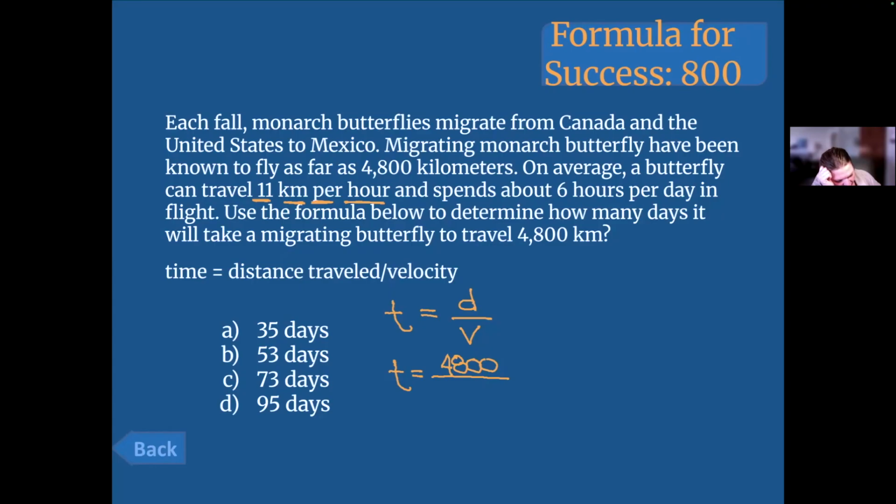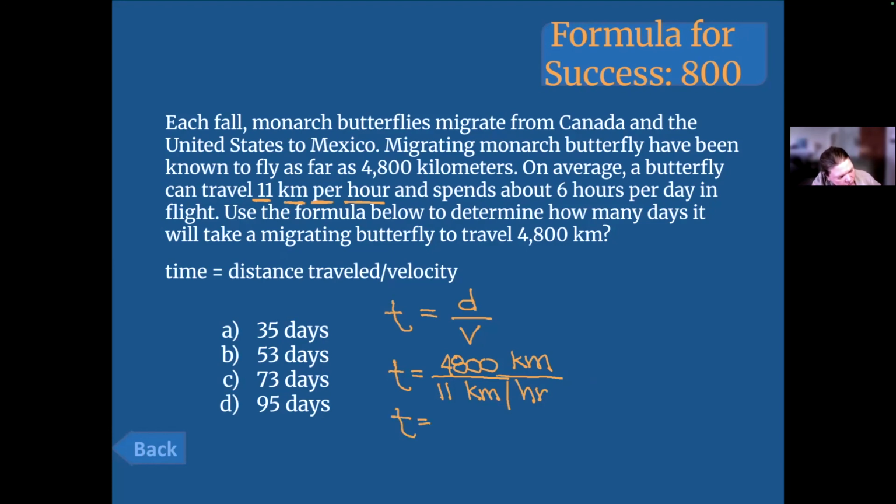So I have 4,800 kilometers, and I'm going to divide by 11 kilometers per hour. Now notice I use my units when I'm doing science, and I have a reason for that. It's going to happen in your science classes too. They're going to leave the units in the problem. And here's why. Because units cancel too, and that helps you to know what your answer's in. So go ahead and do that math for me, you guys. What is 4,800 divided by 11?